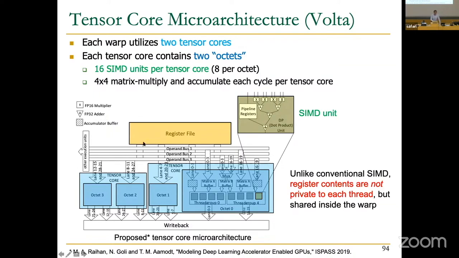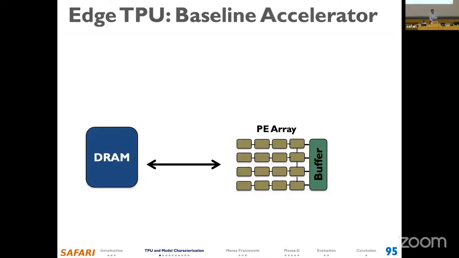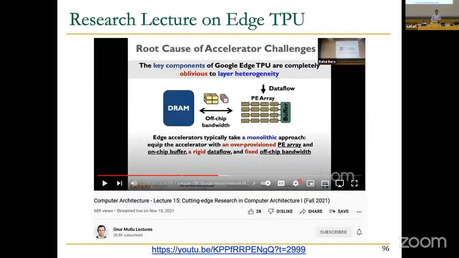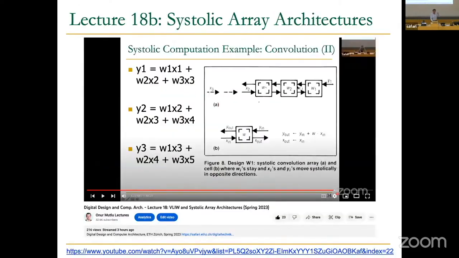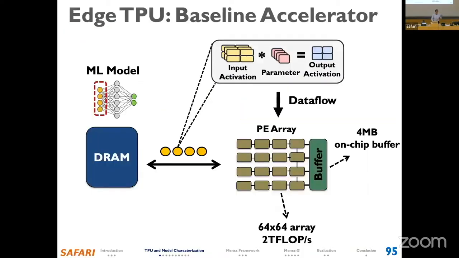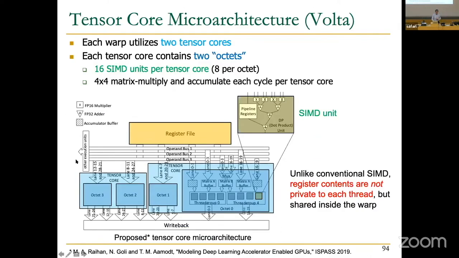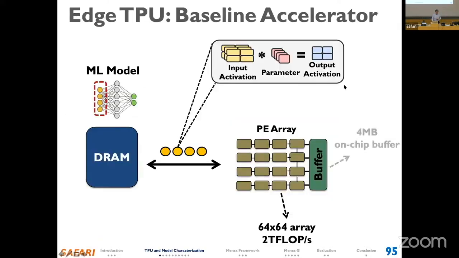Now, there are some differences from conventional SIMD. They can share registers inside the warp, inside this tensor core. That makes programming easier, and that helps efficiency also, which I'm not going to talk about here. So there are other TPUs also. Basically, they're building these specialized accelerators for machine learning, and the reasons you know. I'm not going to talk about this, but you can learn more about this in research lectures. Google's TPU was systolic array-based, right? So this is a different approach. If you look at this tensor core, this is a very different approach than the TPU.